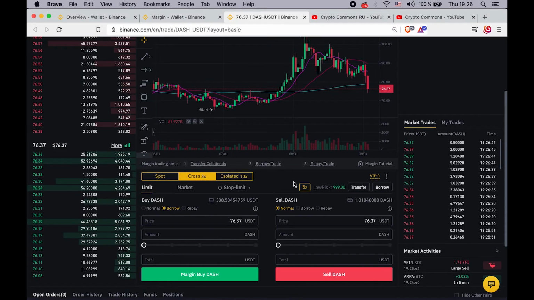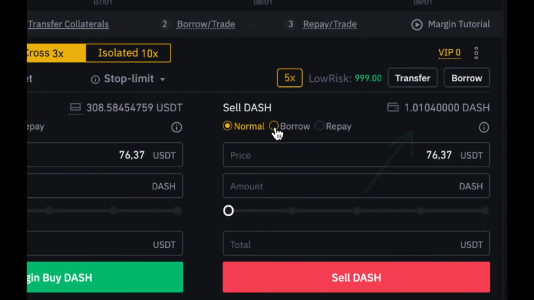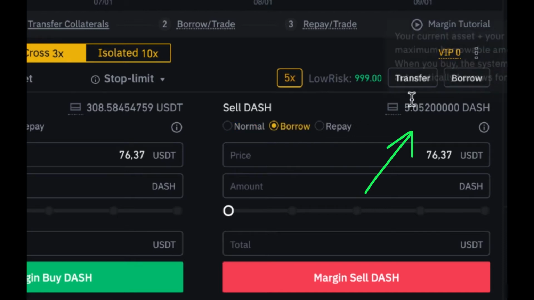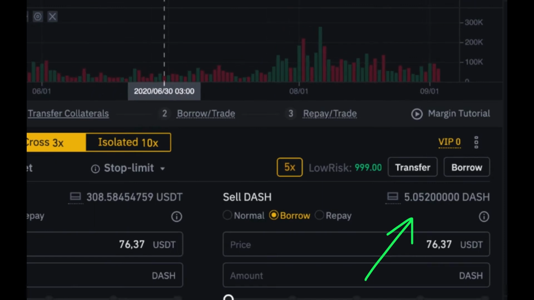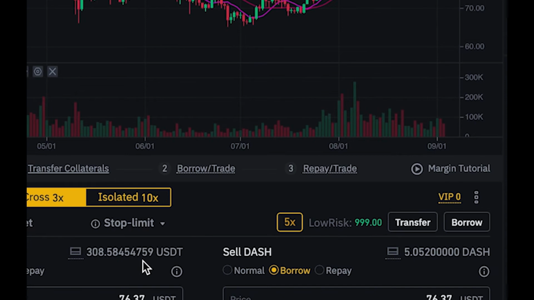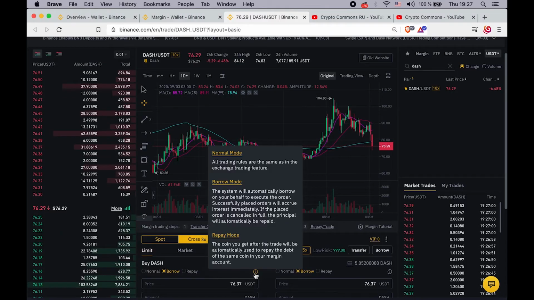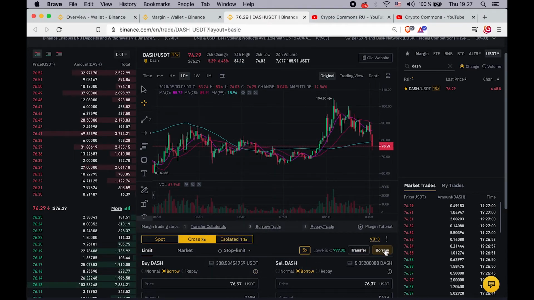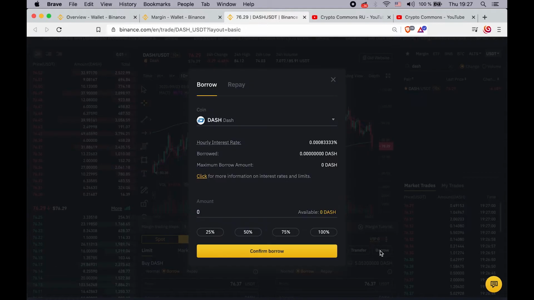And now, as you see, if we want to sell Dash in normal mode, we can sell only 1 Dash, because we had only 1 Dash on our wallet. If we want to short the market, we can borrow 5 Dash, as you see. If we want to bet against the Dash market, we can borrow 5 Dash, sell it, and then rebuy it cheaper and return 4 Dash to the exchange and get some net profit from it. And when we finish this kind of trade, we have to return the debt to the exchange. So this tab borrow repay means we can borrow from here and then repay.